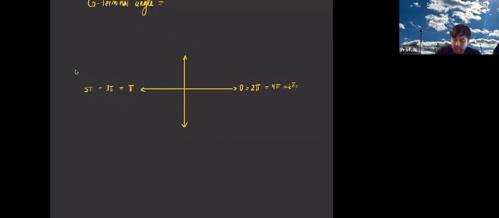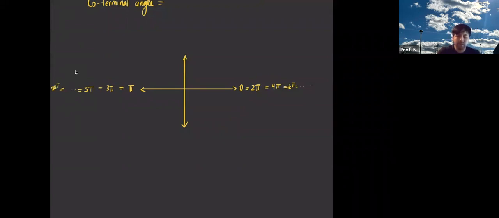So all of the even multiples of pi are on the right positive x-axis. All the odd multiples of pi are on the negative x-axis. So eventually what's gonna appear? Eventually 25 pi is gonna appear.